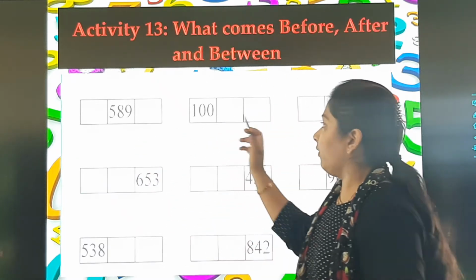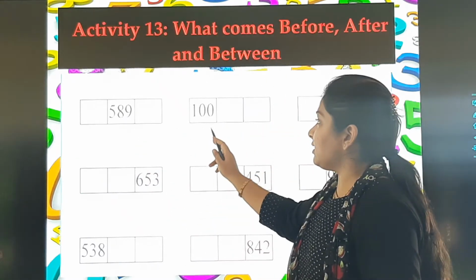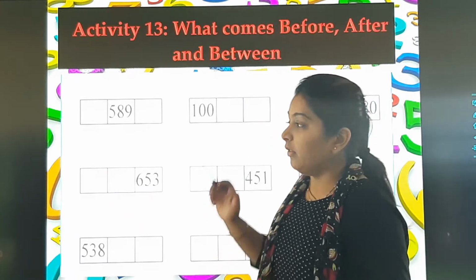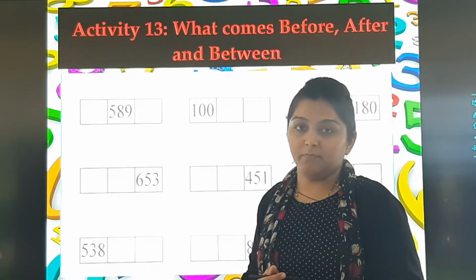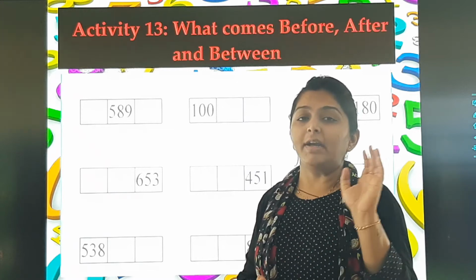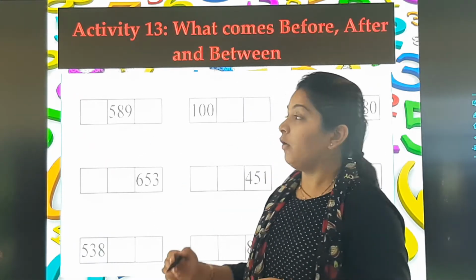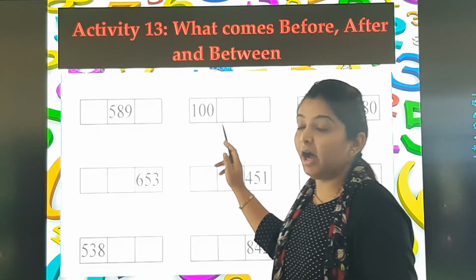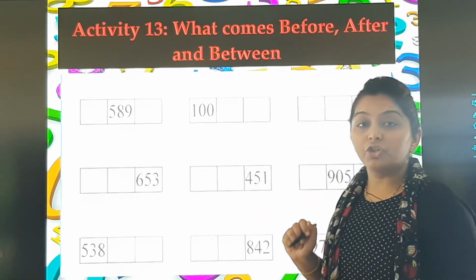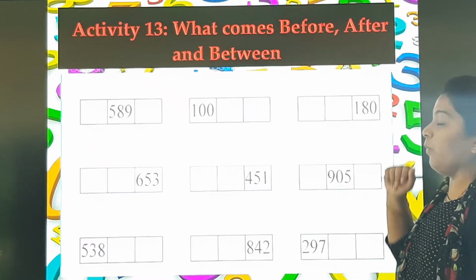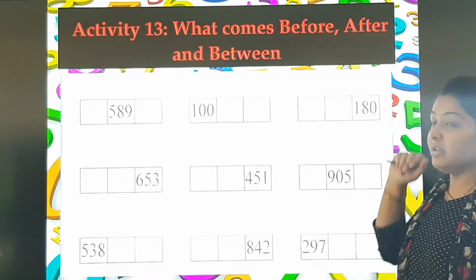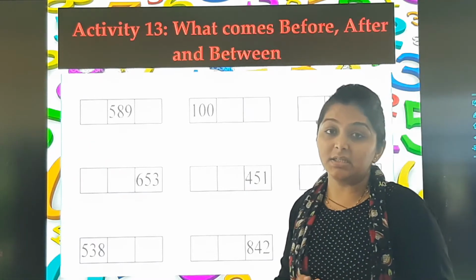Yes, here in the second one, the first number is given, 100. Then 2 blanks are there. Okay, 2 boxes are there where nothing is written. So we have to write the numbers after. What you will write? 101 and 102. The next one, only the last number is given, that is 180.